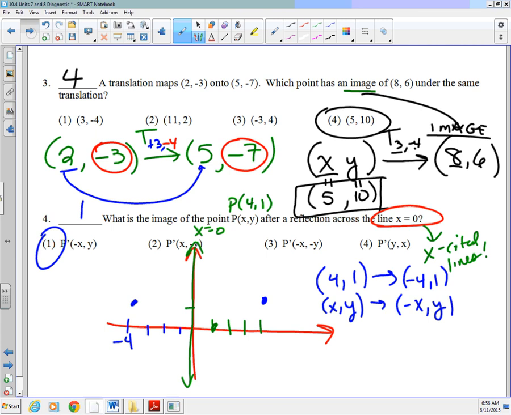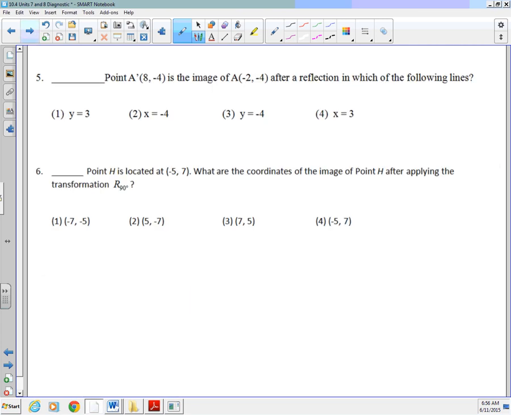Okay, onward we go. Number 5. Point A prime, 8, negative 4, is the image of A, negative 2, negative 4 after a reflection over which of the following lines? So I'm going to draw these out. So negative 2, negative 4 is the original point. Actually, let me draw this axis a little differently. So negative 2, negative 4 is here. And 8, negative 4 is the image. So that's way down the line here.